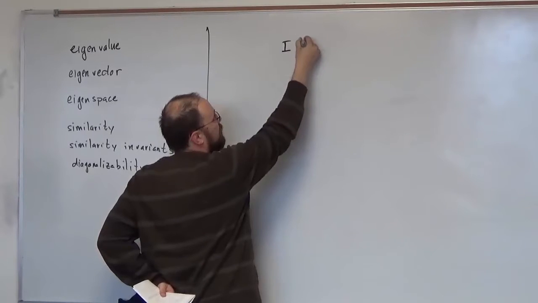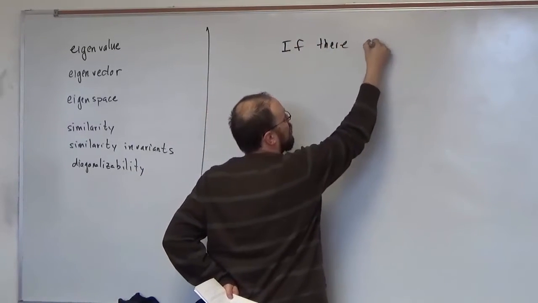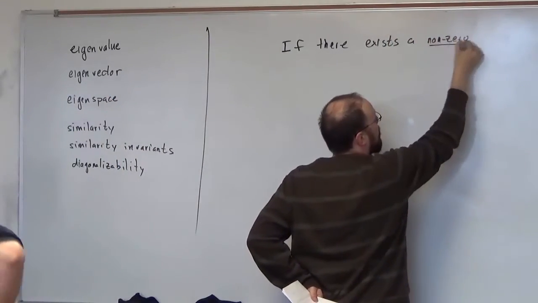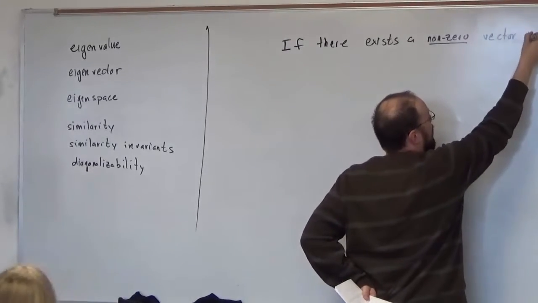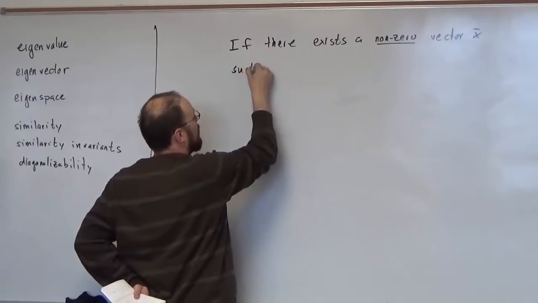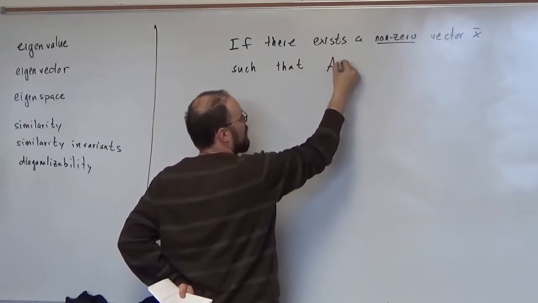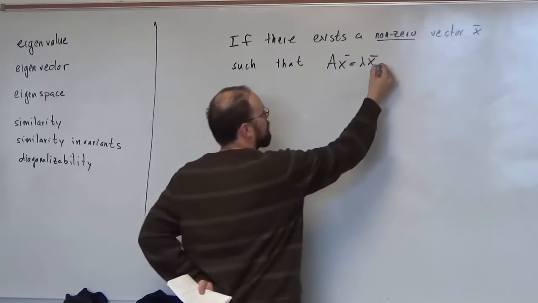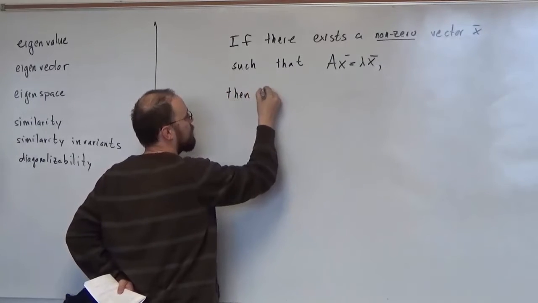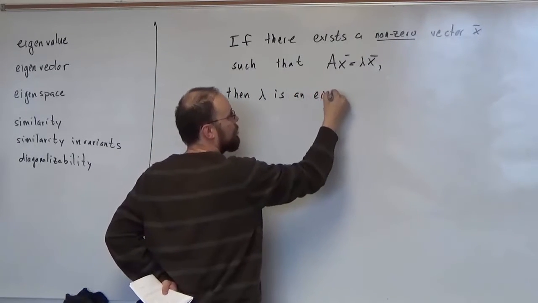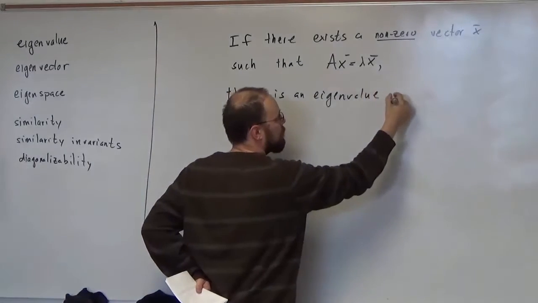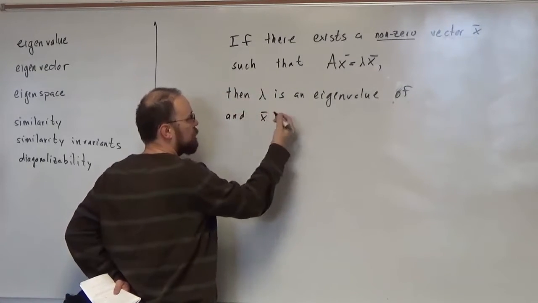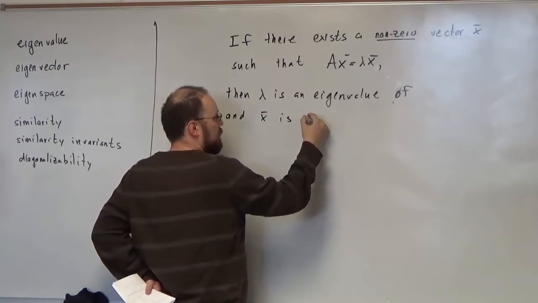So we say that if there exists a non-zero vector x such that A times x is equal to a multiple of x, then we say that lambda is an eigenvalue of A. And x would be the corresponding eigenvector.